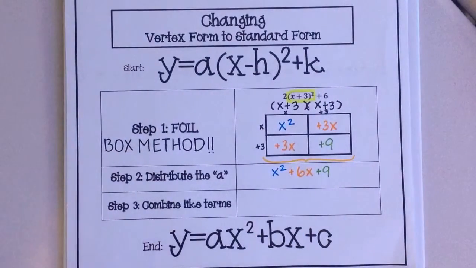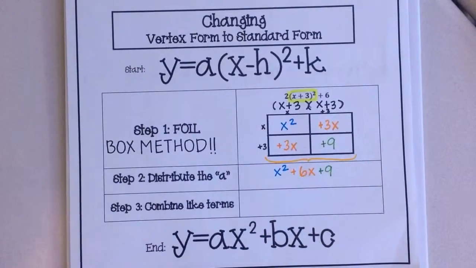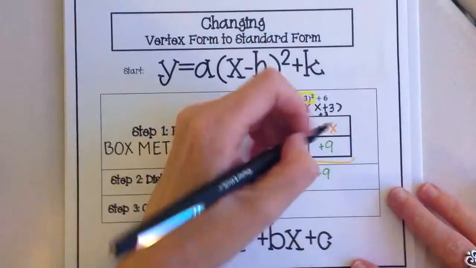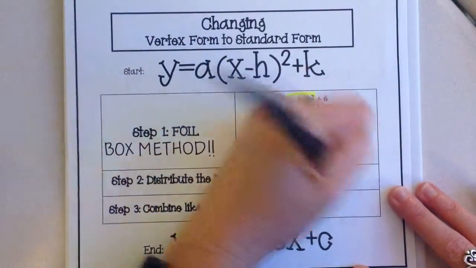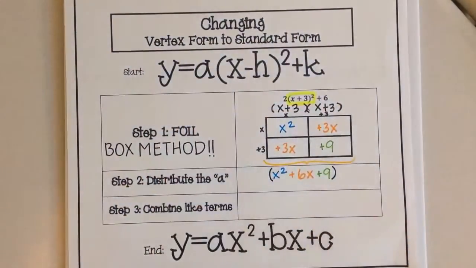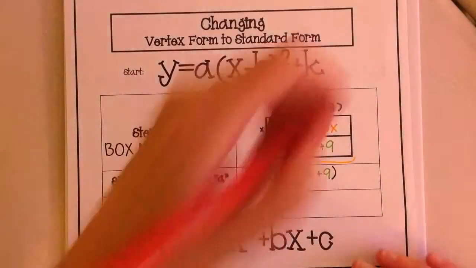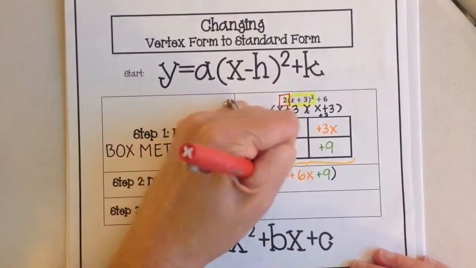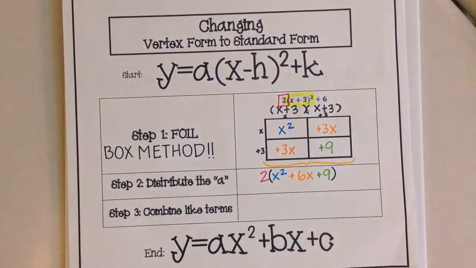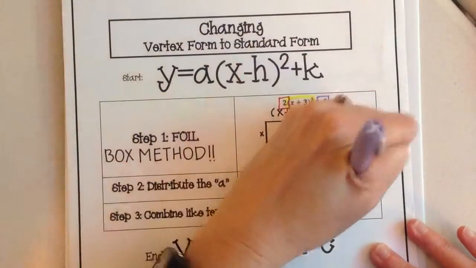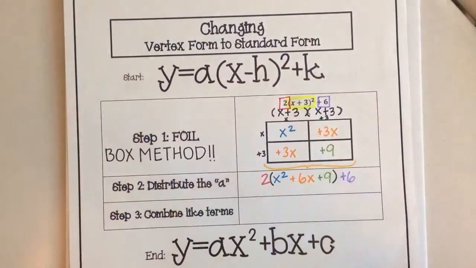And I'm going to put parentheses around this because I want you to see that we still have to deal with the 2 and the 6. And if you notice, the 2 is being multiplied by the parentheses squared. So I've got to make sure that I bring down my a coefficient, the 2, so that I can multiply it by everything I got from multiplying. And then I also have to bring down this k value, plus 6.